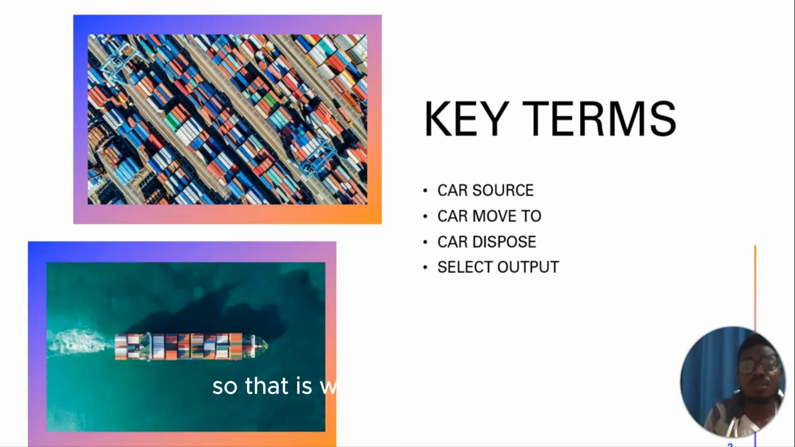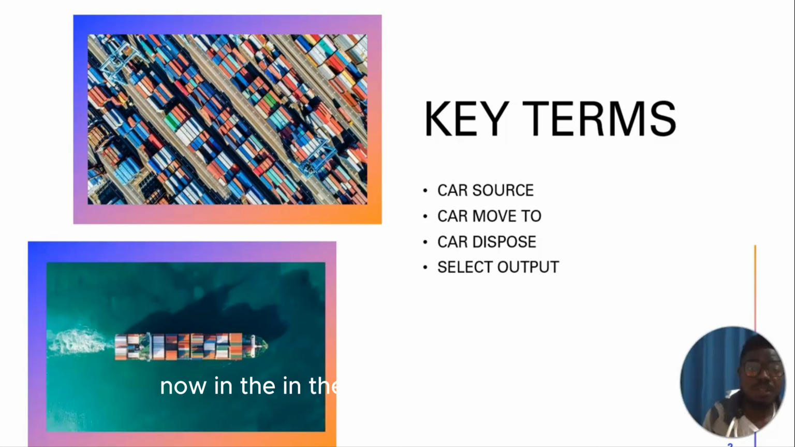So that is what we call the car source. And from what we have in the second one, which is the car move to, this block you can also call a block. This block is just used to control the movement of vehicles. So what is the movement of the vehicles like? That is, it directs the car to a specific destination. So what is the specific destination we want the car to go to?